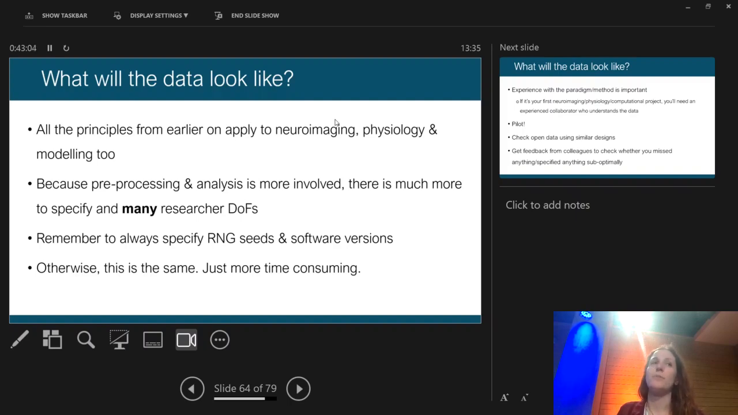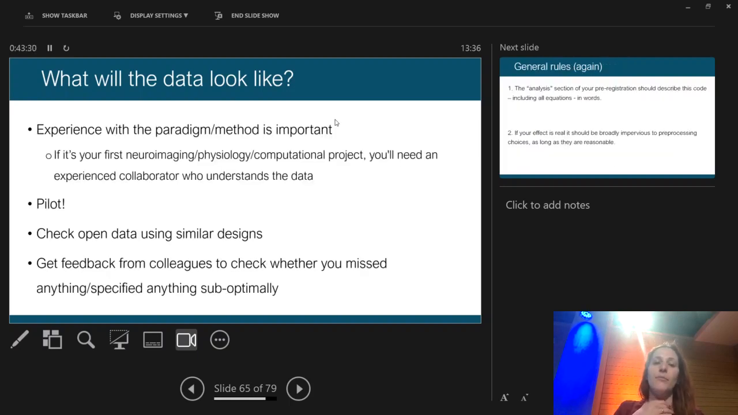So if you're going to do something like fMRI or EEG or modeling or any kind of analysis or bootstrapping with behavioral data, any analysis where you are using random number generators, just make sure you pre-register your seed so that everything can be reproduced. Make sure you pre-register your software versions because sometimes algorithms change. But otherwise, it's all the same process.